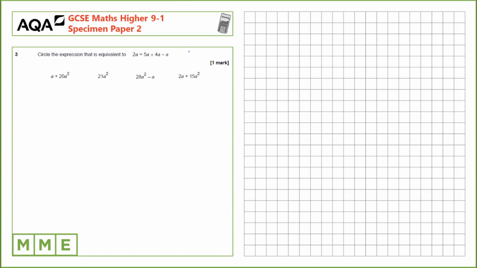Question 3. Circle the expression that is equivalent to 2a plus 5a multiplied by 4a minus a. We need to know what order to do these additions and multiplications in, and for that we'll use BODMAS, or some may know this as BIDMAS. This tells us that we need to do the multiplication before the addition. So we'll do that first.